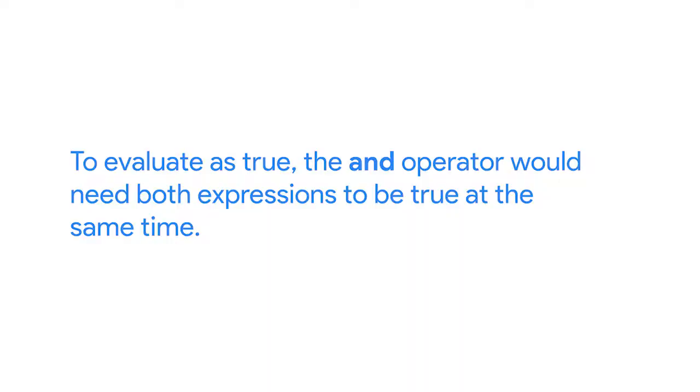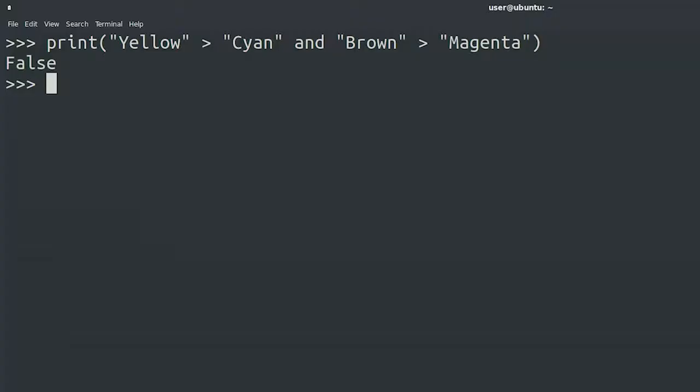To evaluate as true, the and operator would need both expressions to be true at the same time. Here we're comparing strings, and the bigger and smaller operators refer to alphabetical order. Yellow comes after cyan, but brown doesn't come after magenta. So this means that the first statement is true, but the second one isn't, which makes the result of the whole expression false.